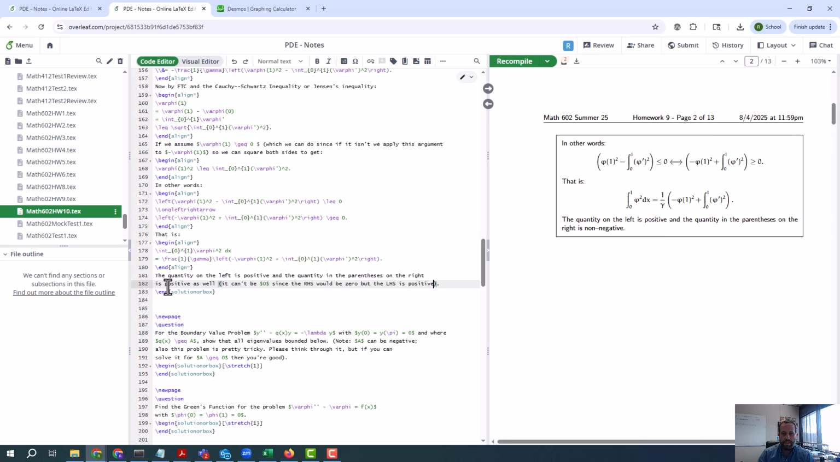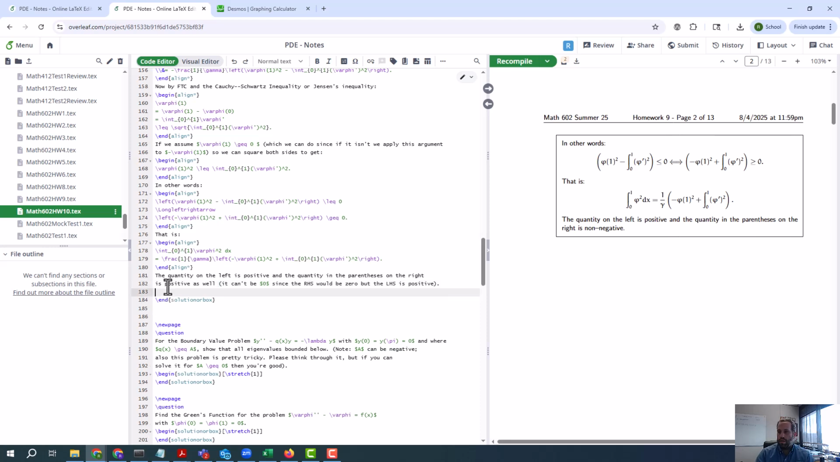All right. Well, so then the quantity in parentheses is positive. So then gamma has to be greater than 0. Otherwise, the right-hand side would be negative, but the left-hand side is positive, so that wouldn't work.